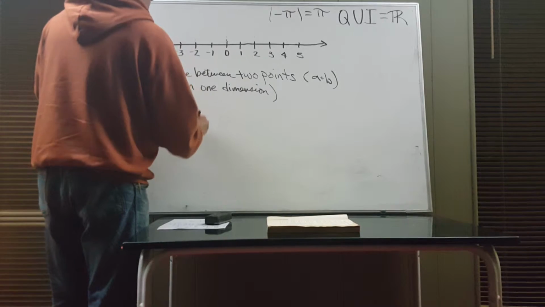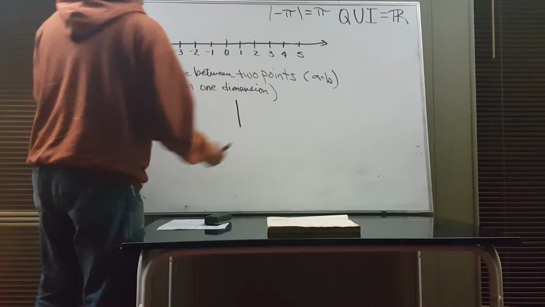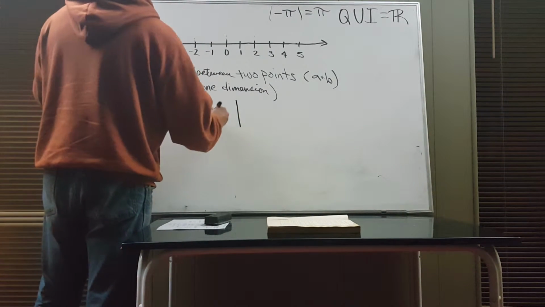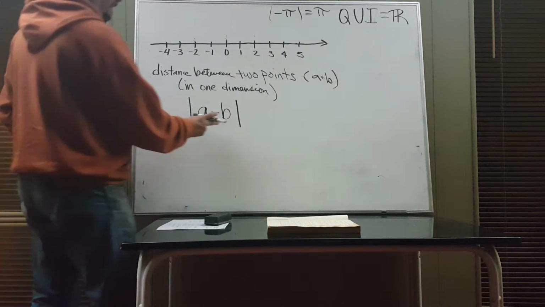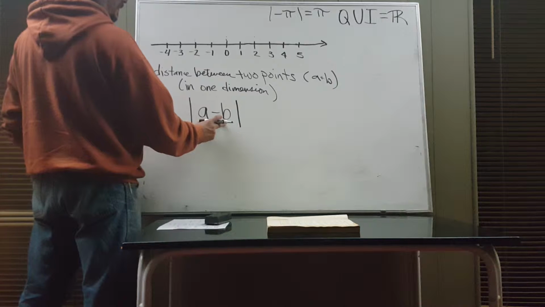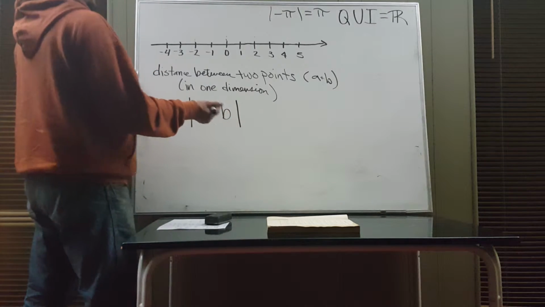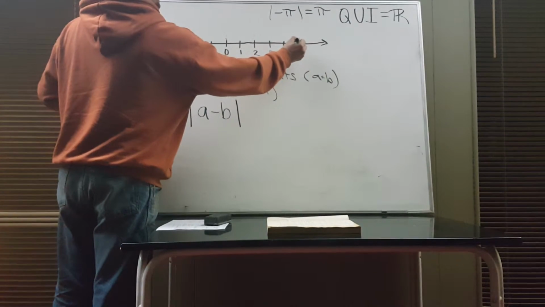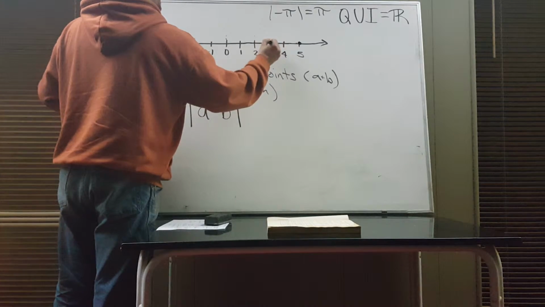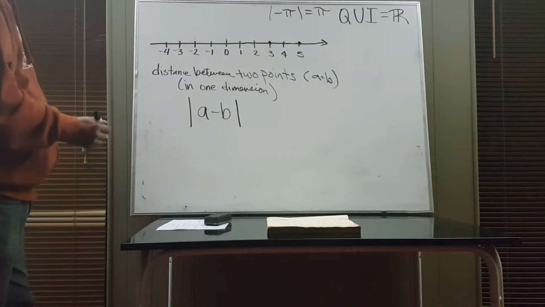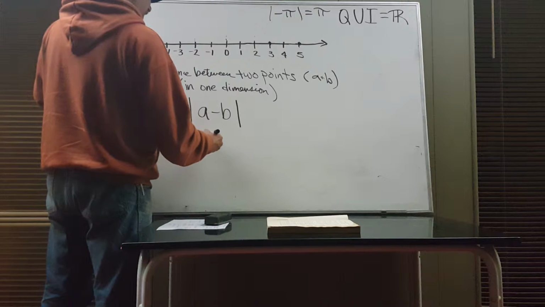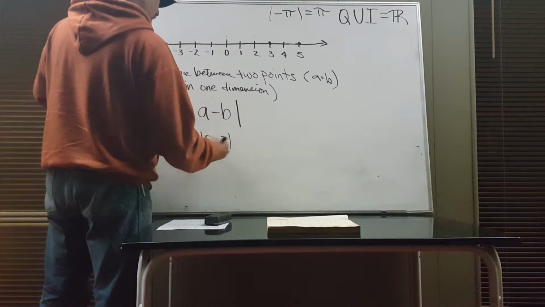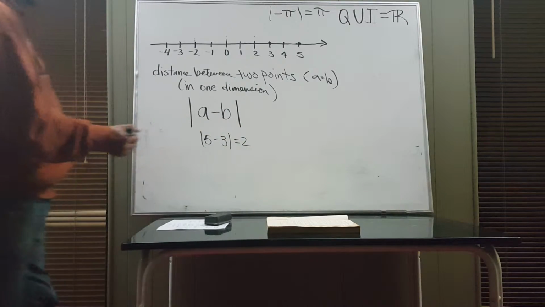is defined as the absolute value of their difference. Okay, so this is defined to be the absolute value of their difference. And maybe it's not so noticeable that the distance between 3 and 5 is 2, and the absolute value of 5 minus 3 is 2, right?